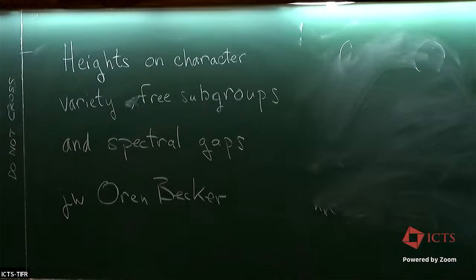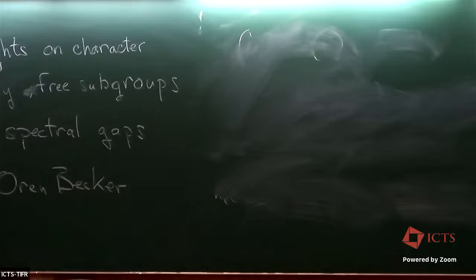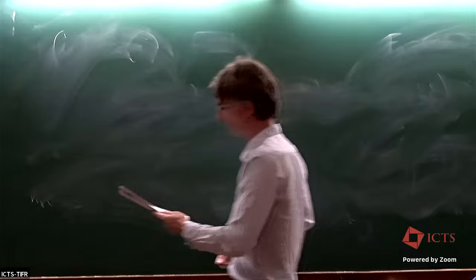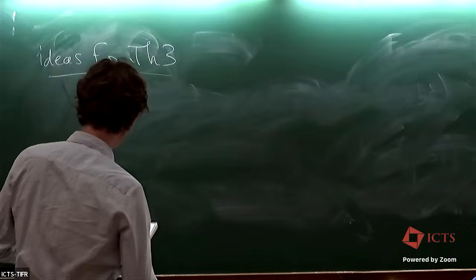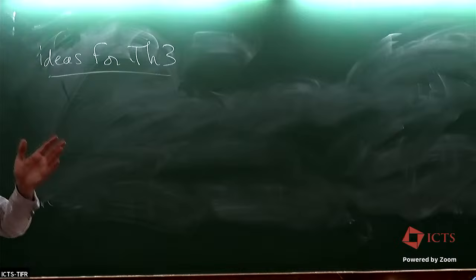And now I'm going to tell you some ingredients that go into the proof of theorem three. So, ideas for theorem three. It's a little bit as in the Tits alternative. So there are two steps: there's a geometric step and there is an arithmetic step.